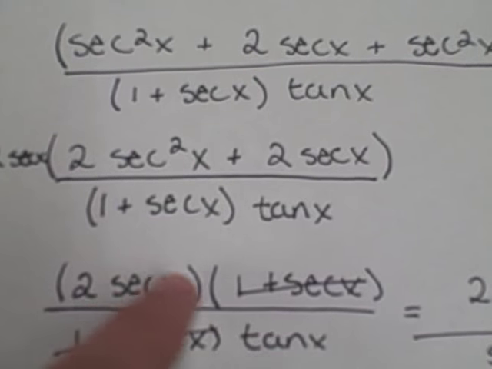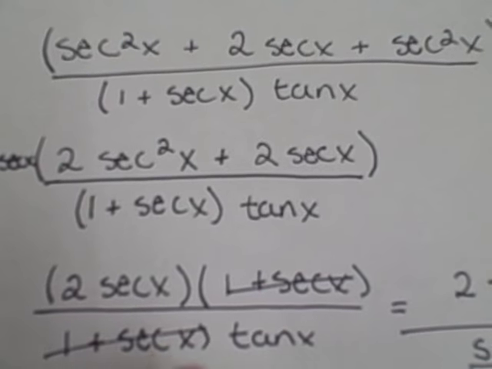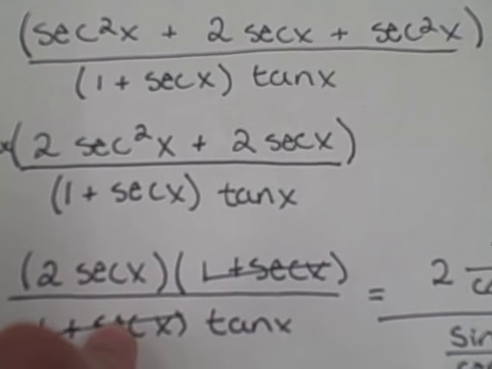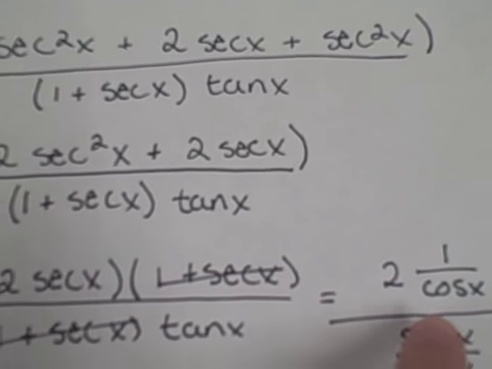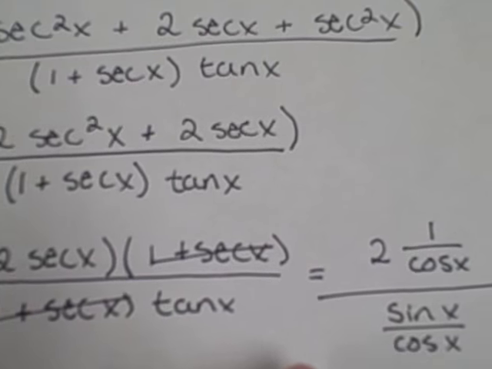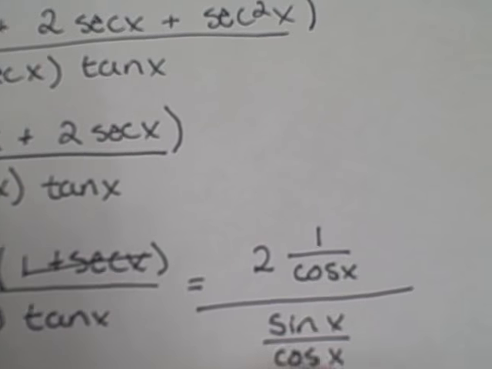You can't cancel any of this out, so you have to start changing to sine and cosine. Secant x equals 1 over cosine, so you're left with 1 over cosine, and tangent equals sine over cosine. And then you get this.